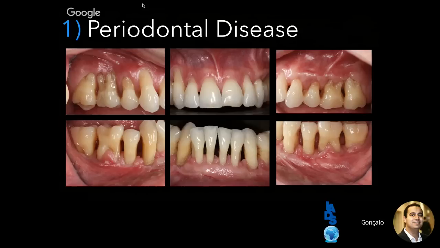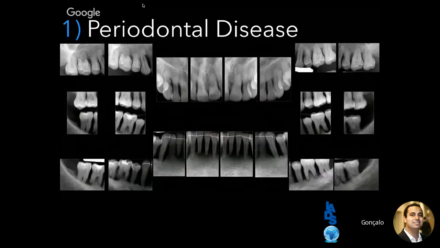So if we plan to treat a case like this, is it favorable to cover these roots? As you will see in my next few slides, of course it's not. That's why it's important to see each case, because not all cases are suitable for the treatment of mucogingival deformities, and in this case, gingival recessions.